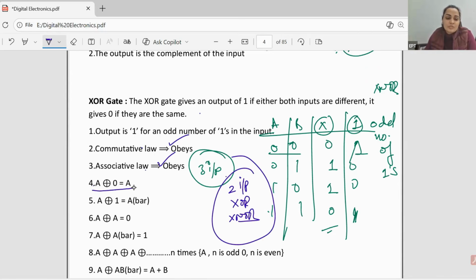A XOR B is going to be 0. So how will you perform A XOR B? What is the Boolean expression for the XOR gate? So this is going to be A bar B plus A B bar, right?